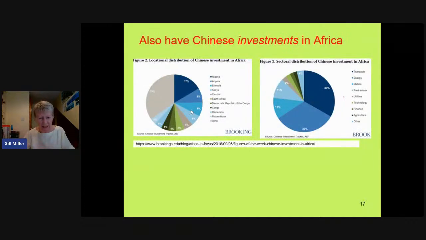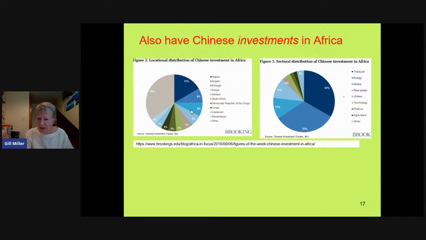But as well as trade, you have investment, and the two things really go very closely together, because to support the trade, Chinese firms and government also invest in many different sectors in African countries to make the trade happen, to oil the wheels of trade, if you like. And you can see there on figure 2 where the countries are. Nigeria, Angola, Ethiopia, and so on. The countries that they're going to come up again and again as we go through this. And the sectoral distribution on figure 3 there, this is from Brookings. You can follow the reference at the bottom there.